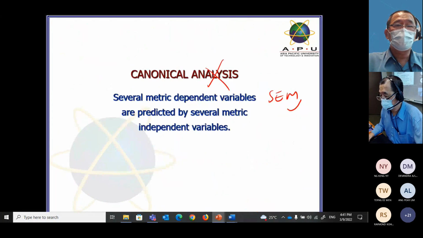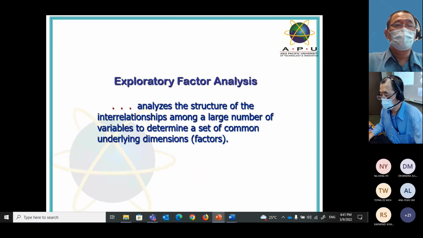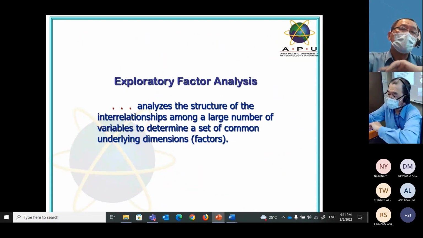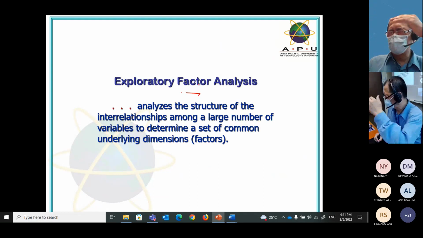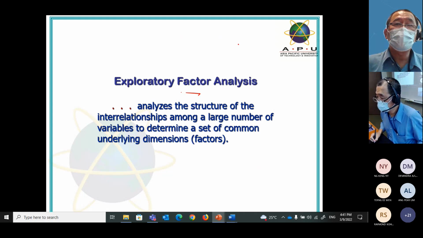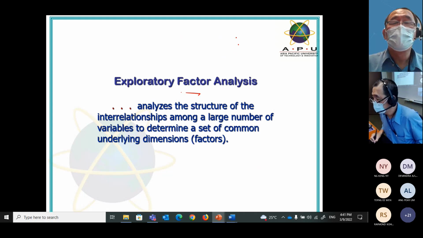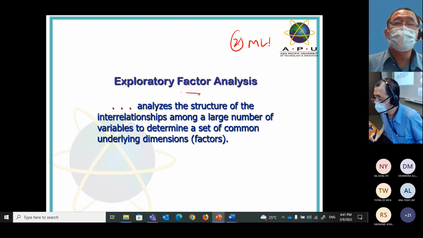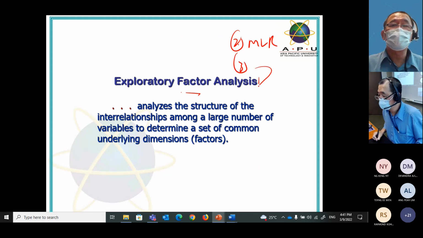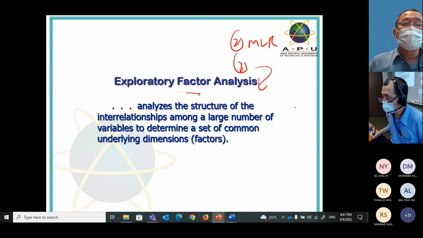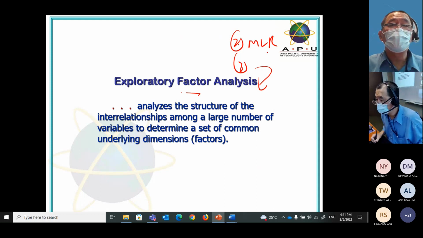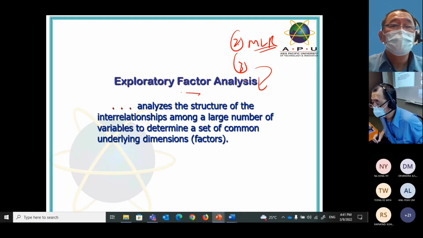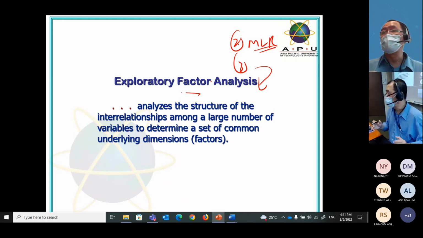So we are here. This is the second chapter, meaning we finished chapter 1. No, this is third. So second will be multiple linear regression. The third will be factor analysis. The second chapter, we must use the software already. The first chapter not yet.